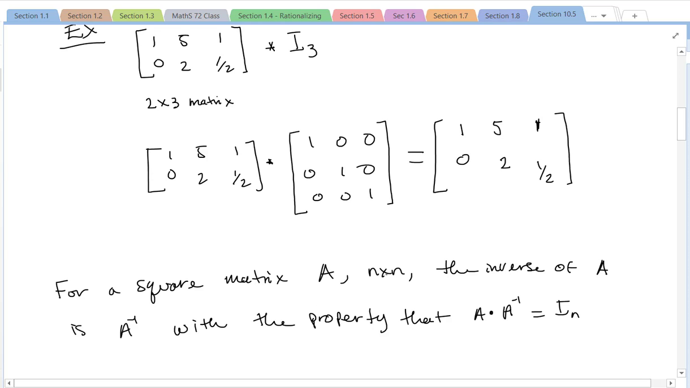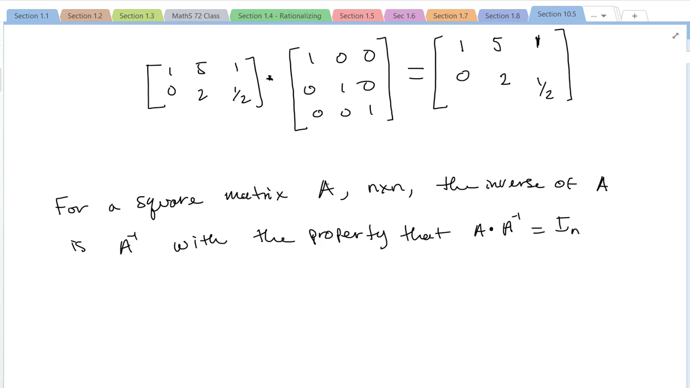Right, so if A is an n by n matrix, then A inverse is also an n by n matrix. So you're going to get the n by n identity matrix. Only square matrices have inverses because the identity is a square matrix. So that's how you end up with that.